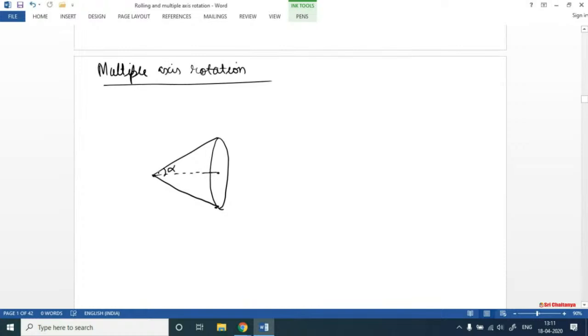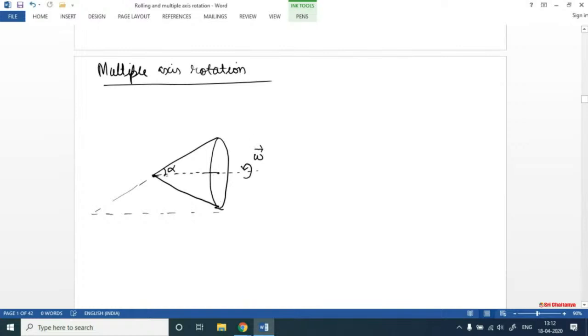Okay, and its axis is, let's say, at this instant horizontal. For example, this is rolling on some kind of inclined plane. Okay, and about this axis, it is undergoing rolling, okay, with let's say some angular velocity omega.